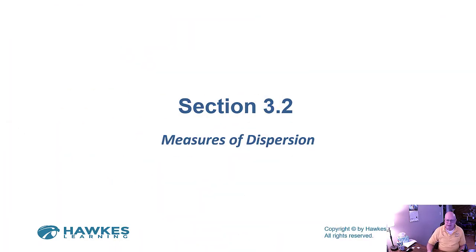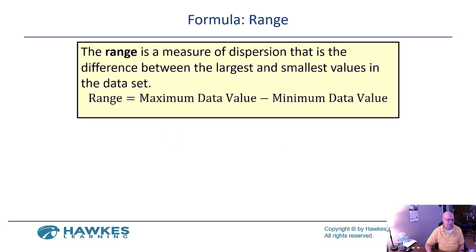Well, here we are at section 3.2, measures of dispersion. That means how widespread your data are, from first to last item of data. First of all, an easy one, range. If you want the range, all you need to do is take the maximum value, subtract the minimum value, you know how widespread your data are.